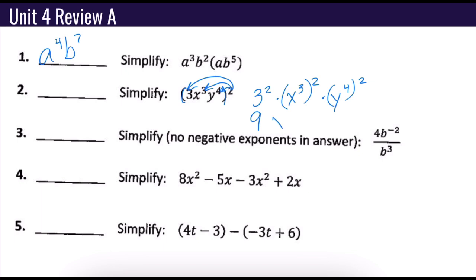That means we keep our base and we multiply our exponents. So 3 times 2 gets us to an exponent of 6. Y is the same thing. One base with two exponents, y to the 4 times 2, which will be y to the 8th. So our answer is 9x to the 6th, y to the 8th.